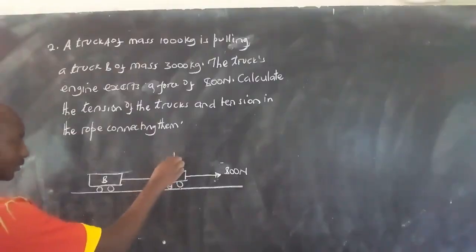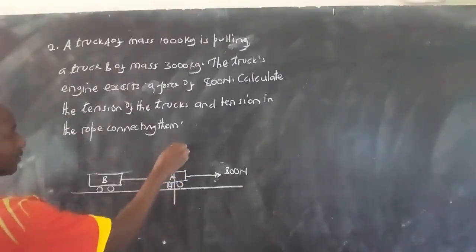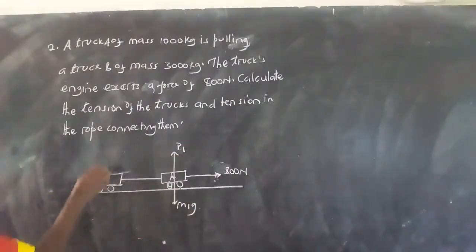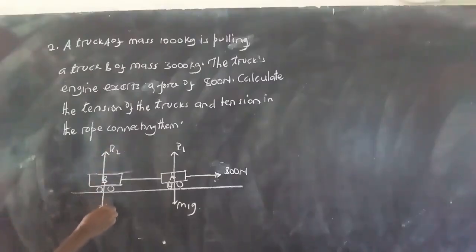So there is a normal action here. We can call it R1. Here it will be M1G. Then here I can call it R2. This is M1, M2, M2G.